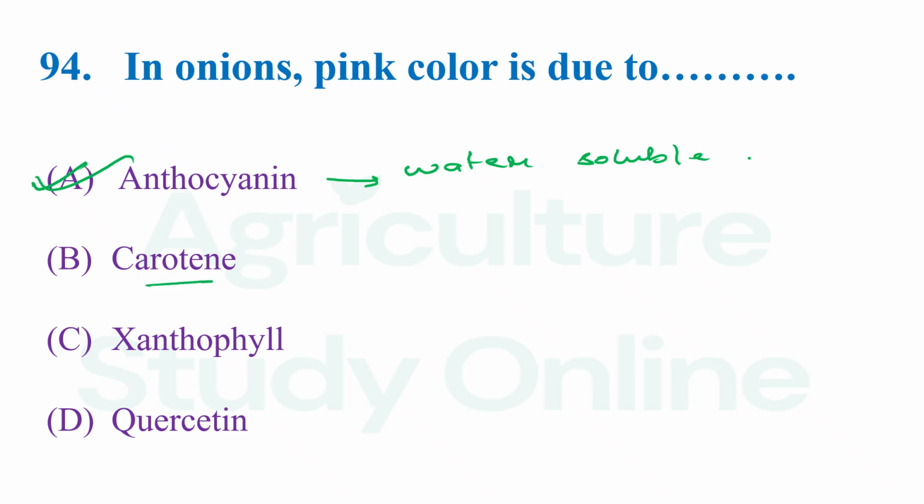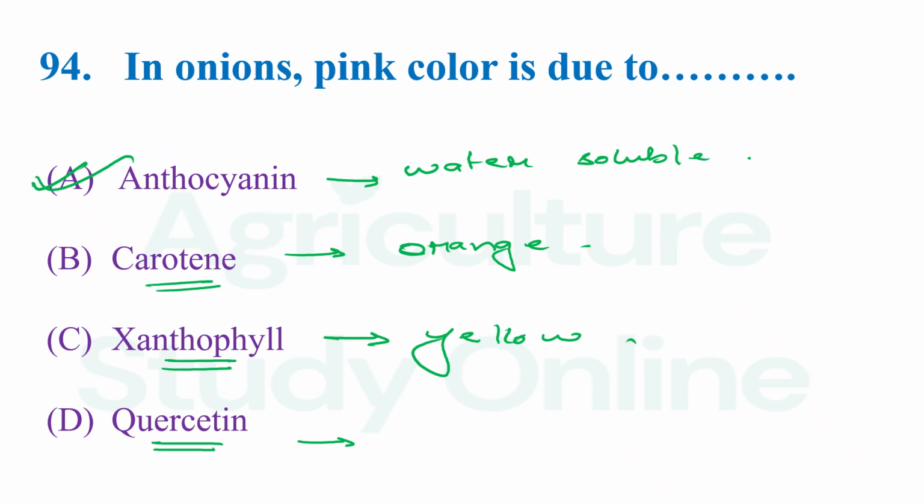Whereas carotene gives the orange pigments, basically in carrots. Xanthophyll gives a yellow color. And quercetin is a yellow flavonoid which is present in onion.